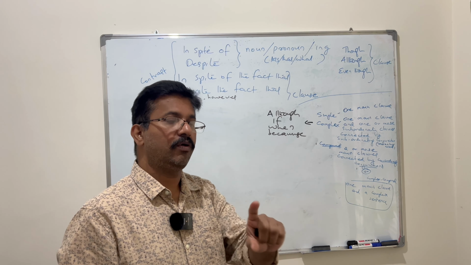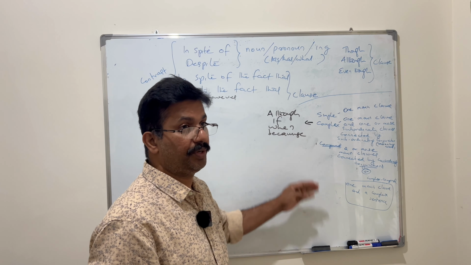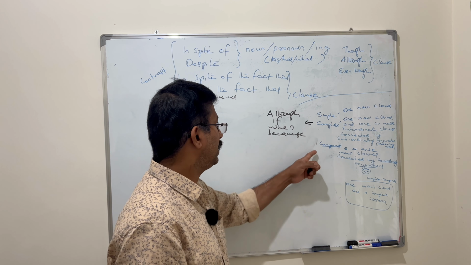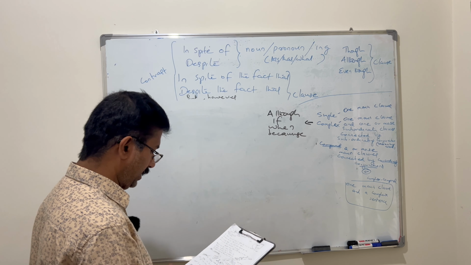There is a big list of subordinating conjunctions which will be discussed later. Okay, so these are some of the subordinating conjunctions. Now we are going to discuss some examples for compound sentences.